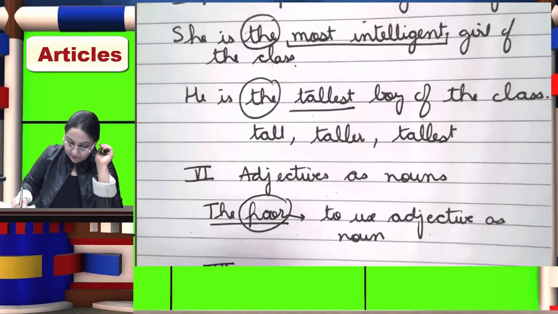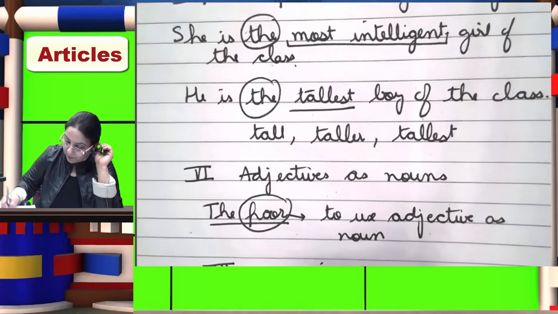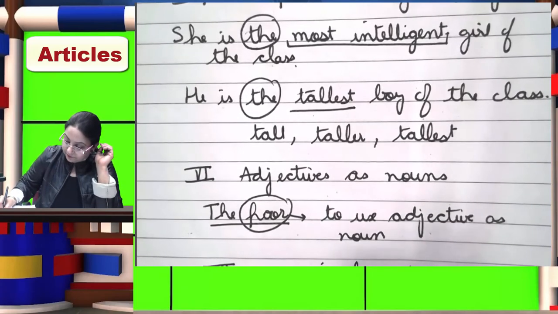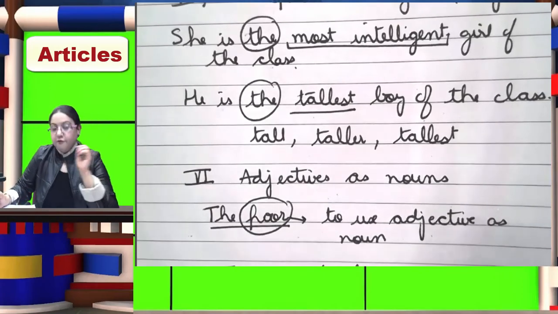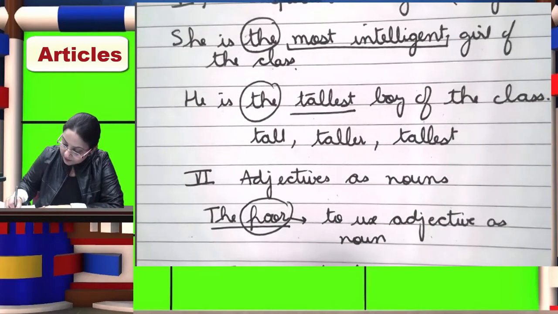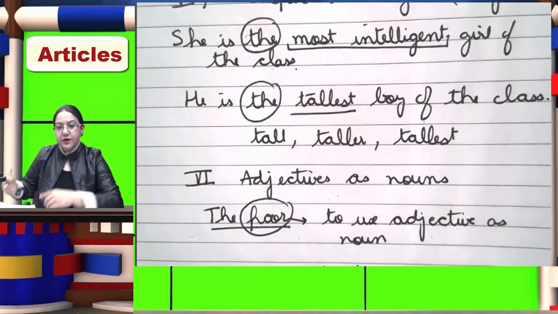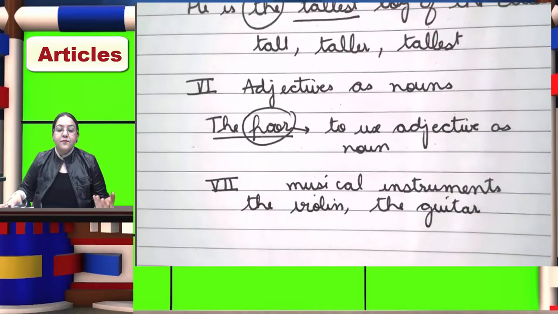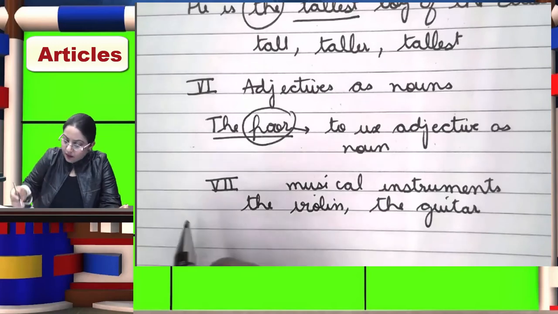Again, we can have a case whenever we are talking about musical instruments. Whenever we are talking about musical instruments, we are again using the, like the violin, the guitar, etc. The violin, the guitar, the harmonium, all these things, whenever we're talking about musical instruments, I am using again the article the.